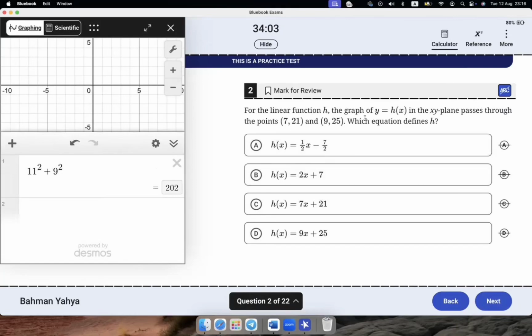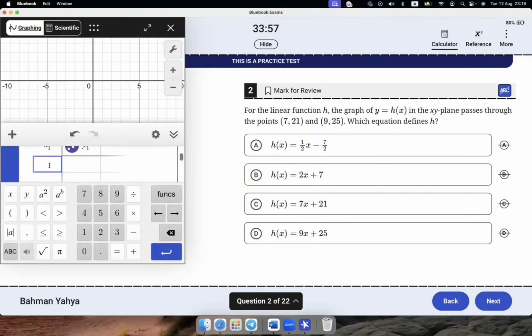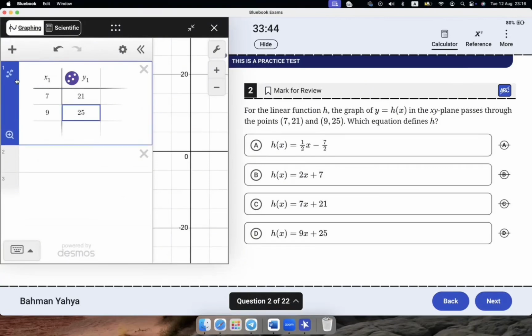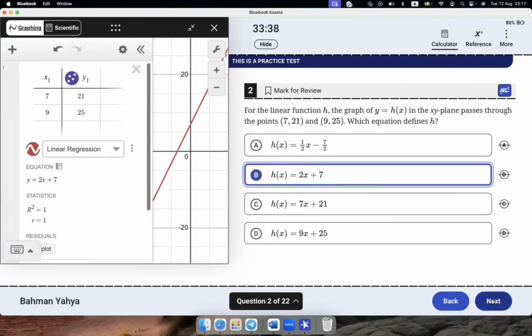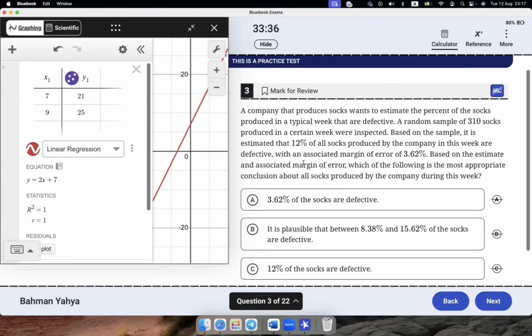Next question. The linear function h is given. It passes through the points. That's a linear function, isn't it? So click here, add the table, and write those numbers. That's linear. When you click here, linear regression, so it's 2x plus 7. Next question.